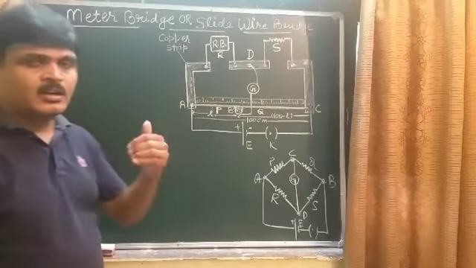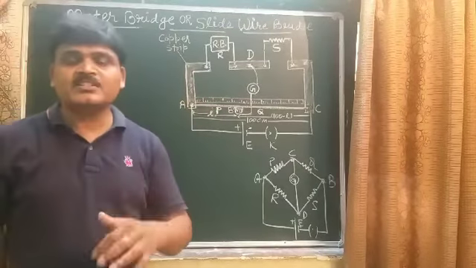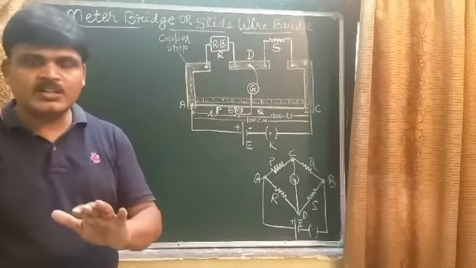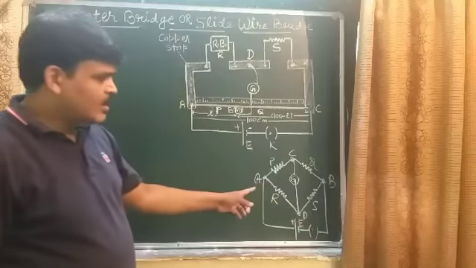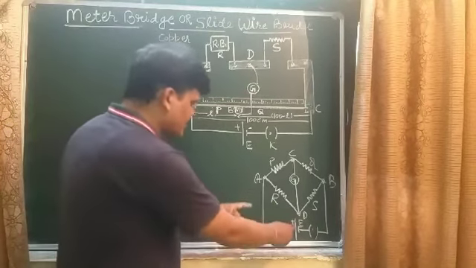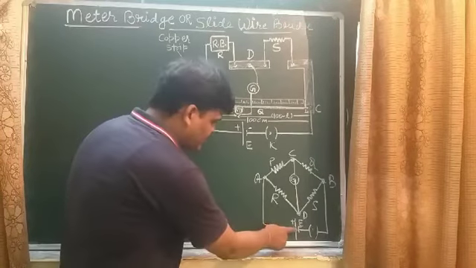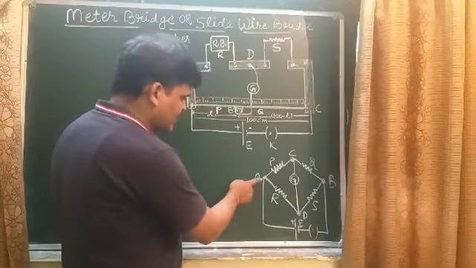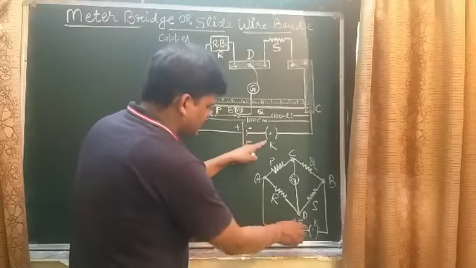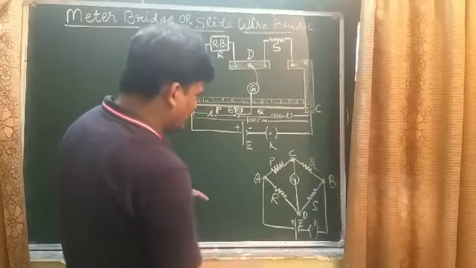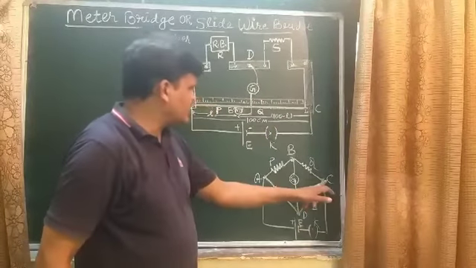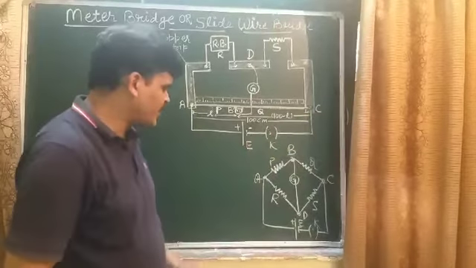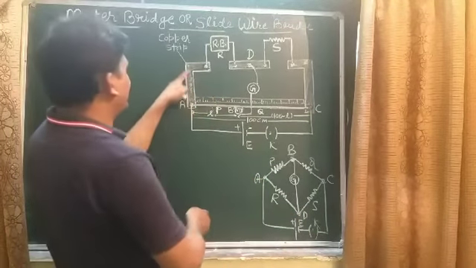Already I told you that this meter bridge is based on the principle of Wheatstone bridge, and you already know the diagram of the Wheatstone bridge, which I am showing here. In the Wheatstone bridge, the positive terminal of the battery is connected to point A. The negative terminal is connected through a key to point C. Negative terminal of the cell is connected to point C.